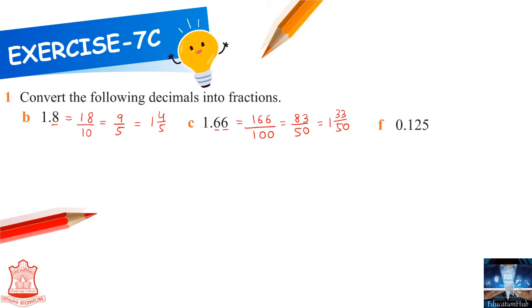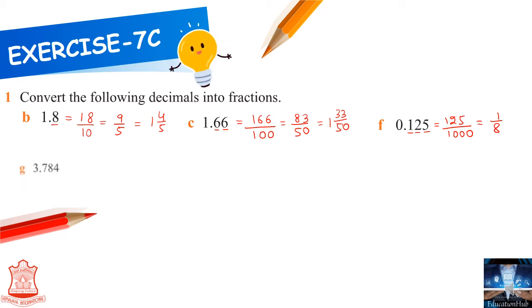Let's see F part. F part is 0.125. Again we will write 125, and you can write 0125 also. Now in the fraction we have after the decimal 1, 2 and 3 decimal places, so 1 with 3 zeros. Now we are again going to convert it into lowest form, so it will be 1/8. I hope this is clear to you.